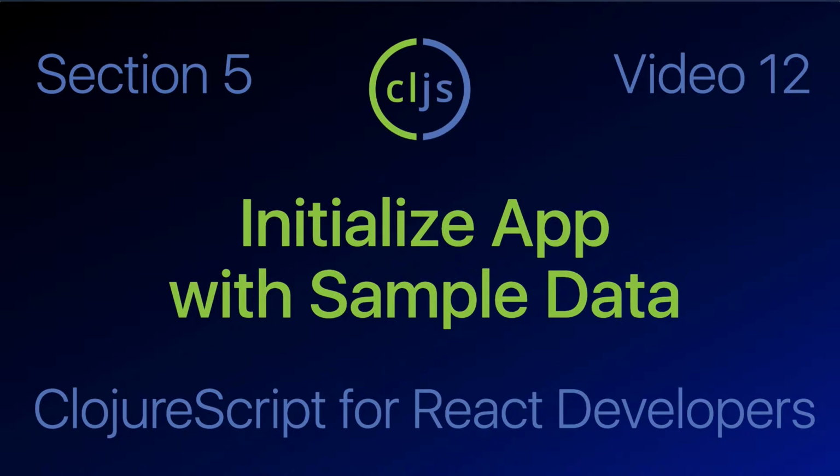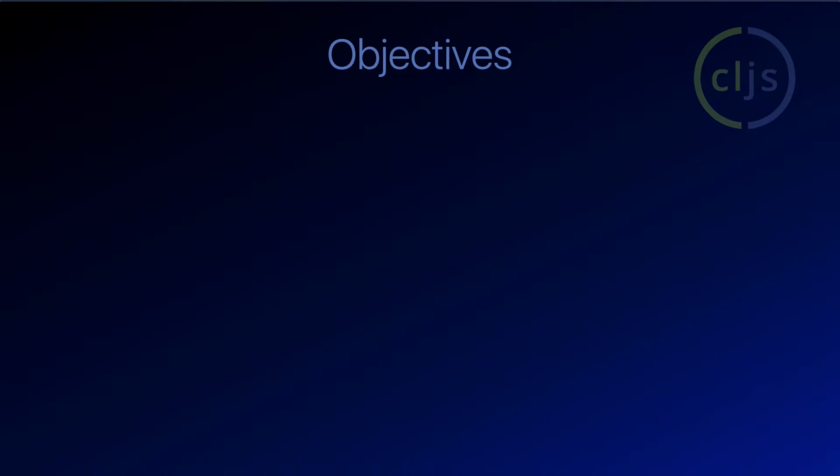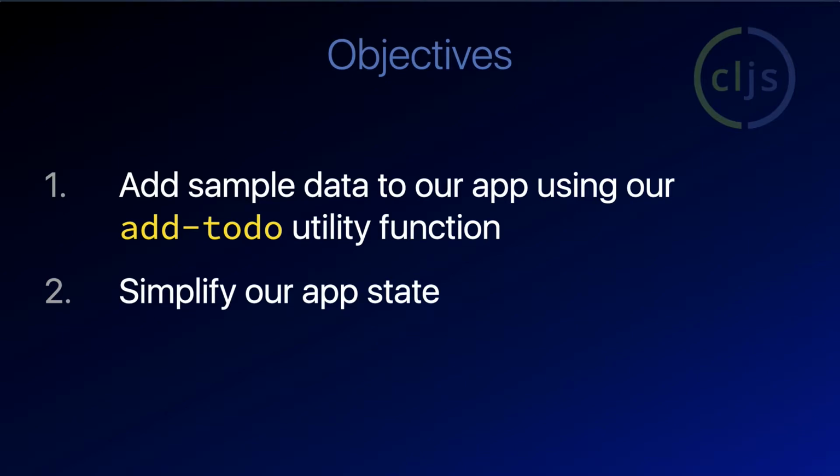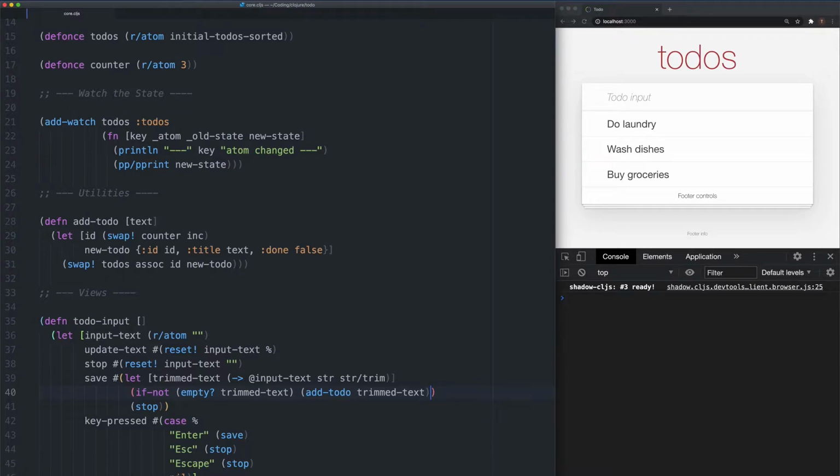Initialize app with sample data. Our objectives are: instead of hard-coding the sample data inside our app state, we'll add it via our add-to-do utility function. Doing this will simplify our app state. Currently, we have hard-coded some initial to-dos in state to display when loading our app. It would be better to start with an empty to-do state map and then call our own utility function API in order to add some sample data.